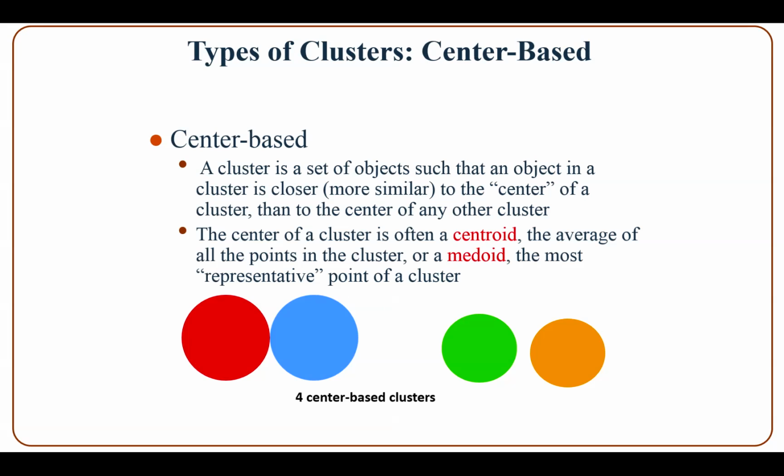A center-based cluster is a set of objects such that an object in a cluster is closer to the center of a cluster than to the center of any other cluster. The center of a cluster is called a centroid, which is the average of all the points in the cluster. When data has categorical attributes, the center is called a medoid, which is the most representative point of a cluster. The example shows four center-based clusters.